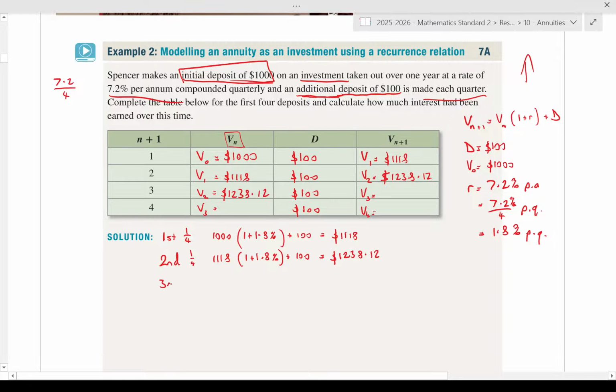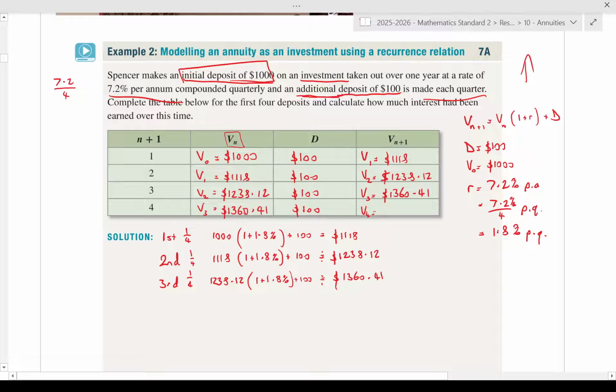So the third quarter, we're going to have 1,238.12 times our recurrence, which is 1 plus 1.8%, plus 100. That is the recurrence. When you do that, you should get approximately 1,360.41. So those two. And we're now onto the fourth quarter.